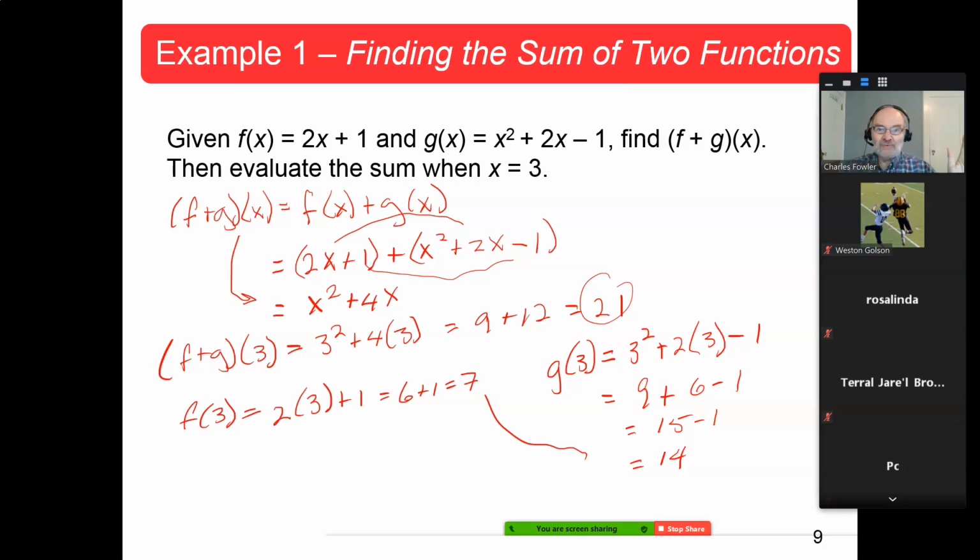Okay, what I do, I look and see which is easier to do. If it's easier to combine them first and then plug in, do that. If that's going to be a pain in the neck to combine them, plug them in and then do the operation then. It doesn't matter. That's what this tells you. f plus g of x is f of x plus g of x. So plug in the 3 to this, or plug in the 3 here and add them together. You get the same answer. Does that make sense?